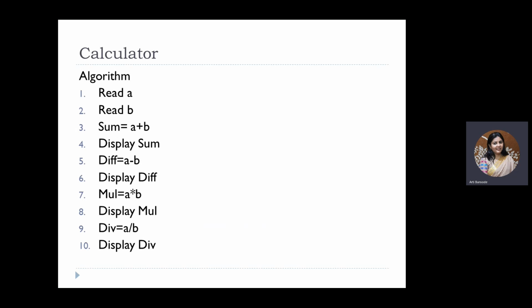Further ahead, now I am performing subtraction. So I have written difference equals A minus B and display the difference. Multiplication is A cross B, then display the multiplication value. Division is A divided by B and display the division value. So this is a very basic algorithm for a calculator. So you can make a calculator in any programming language. Just remember these are the basic steps of creating a calculator.